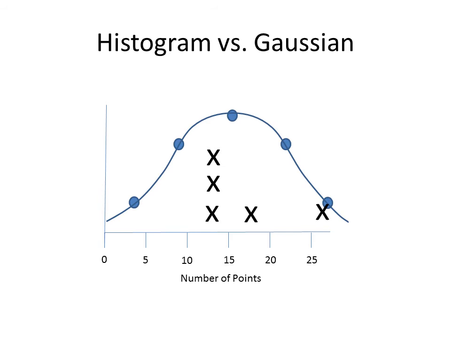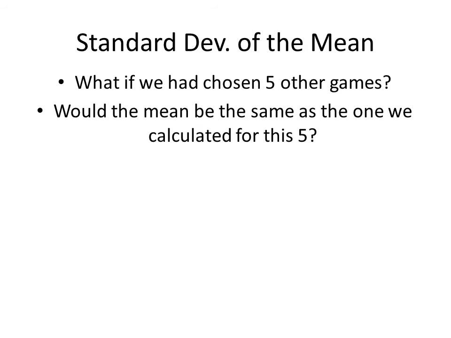But first, let's talk about the standard deviation of the mean. The standard deviation of the mean gives us a sense of the precision of the mean that we calculated. In other words, if we had chosen 5 other games at random, would we end up calculating the same exact mean? Chances are we wouldn't, but how much of a difference would there be? As you may suspect, the answer to this depends on the spread of your data, so it will depend on the standard deviation you calculated previously.